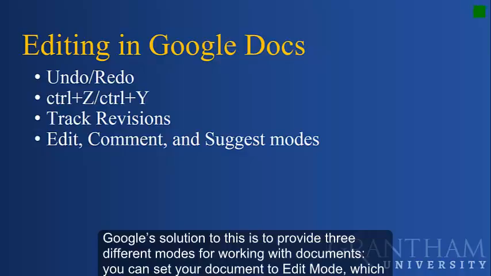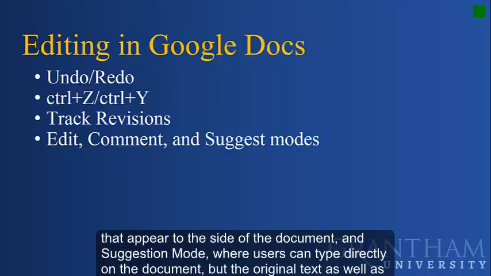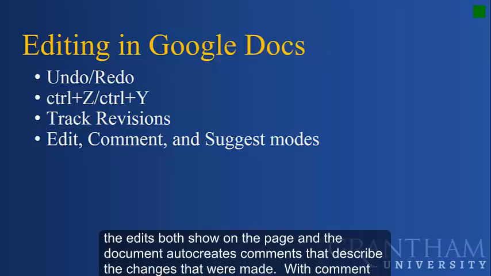You can set your document to Edit mode, which allows anyone to make changes in the traditional way. Comment Only mode, which allows users to select text and write comments that appear to the side of the document, and Suggestion mode, where users can type directly onto the document, but the original text as well as the edits both show on the page. The document auto-creates comments that then describe the changes that were made.